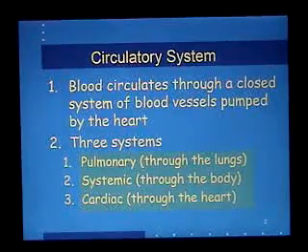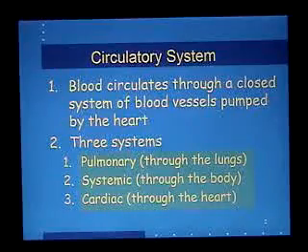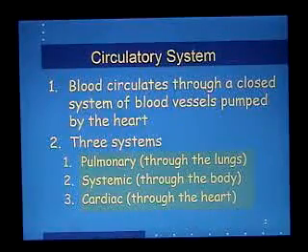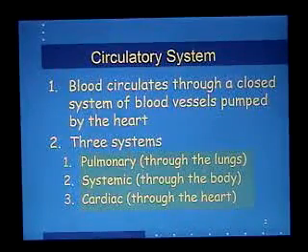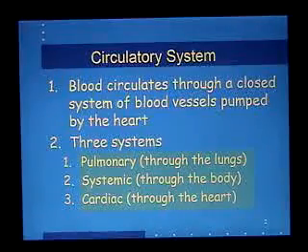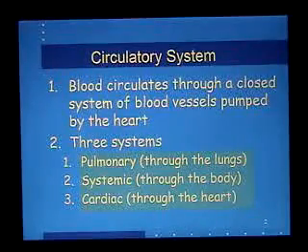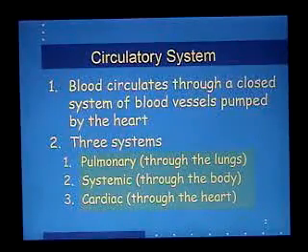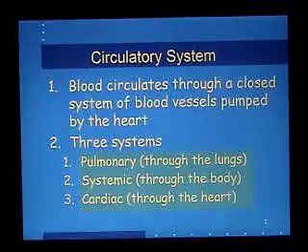So the circulatory system in our bodies, blood circulates through a closed system of blood vessels pumped by the heart. So the heart is that pump that's sending all the blood through your entire body. There's three separate little systems that are involved in this process.